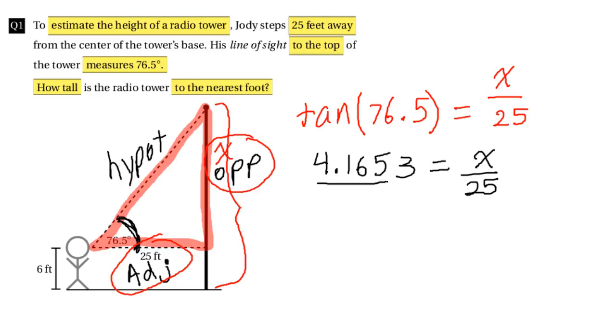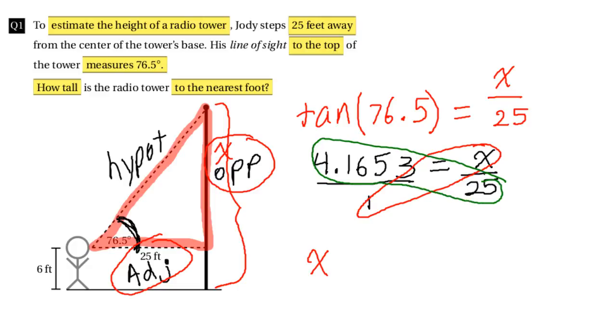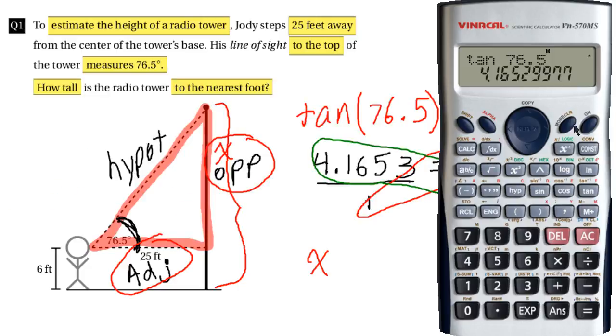Now turning this into a fraction so that I can actually cross multiply for this, I see that I'm going to get x times 1. Well, x times 1 is going to give me x. And then I'm going to do 25 times that 4.1653. So coming over here and clearing this, I'm going to do 25 times 4.1653, and when I do that, I see that I get a total height of 104.13.